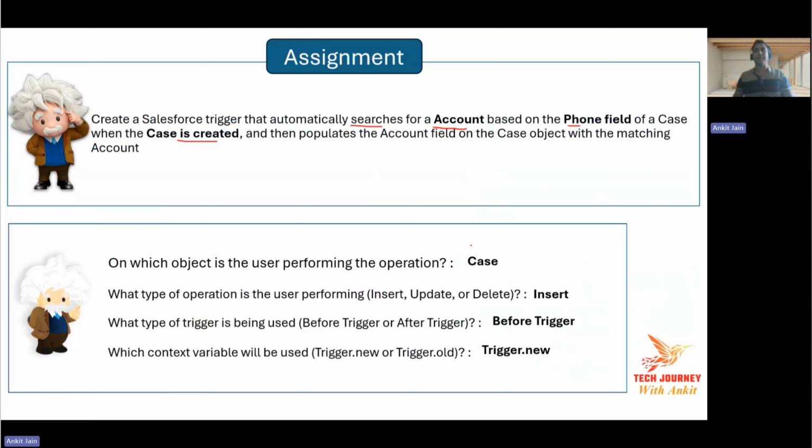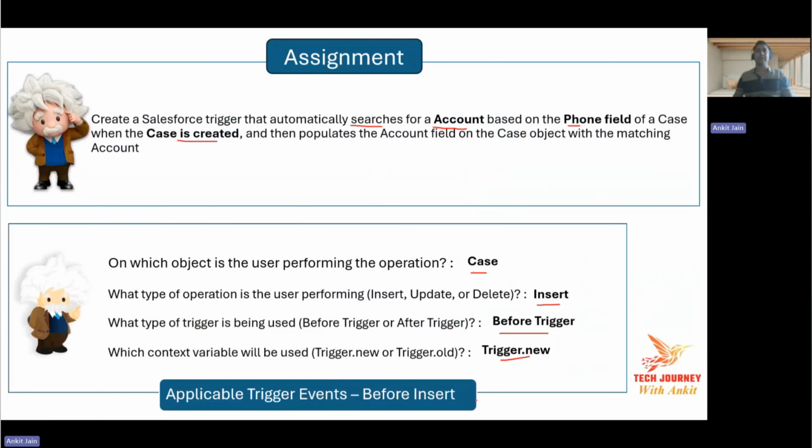So we have to perform the operation again on the case object. The kind of operation that the user is performing is insert. We have to write the before trigger because we have to update the field of the same record, and the context variable that we'll be using here is Trigger.new. So the applicable event here will be the before insert event only.